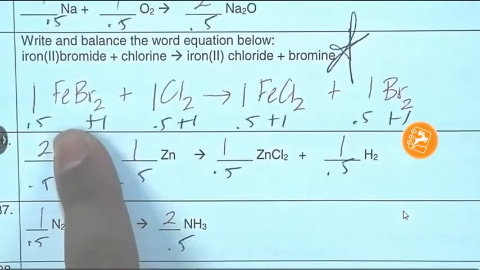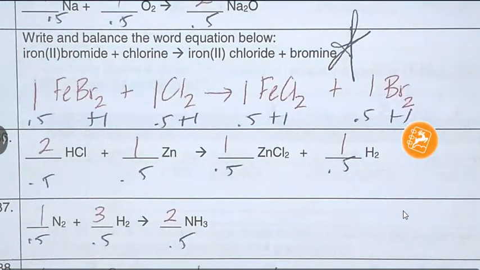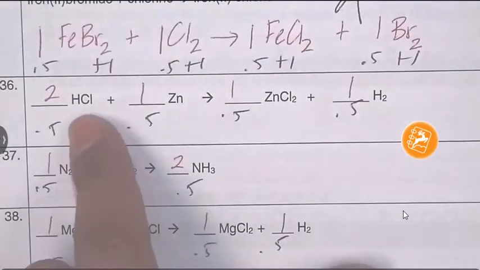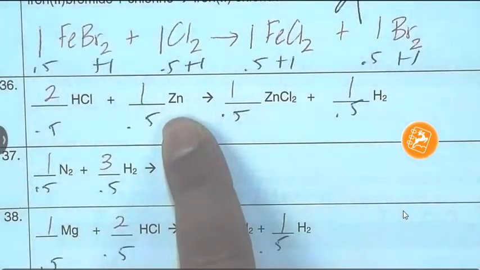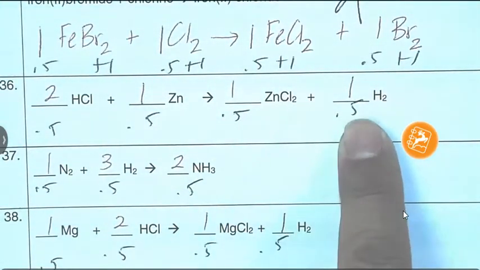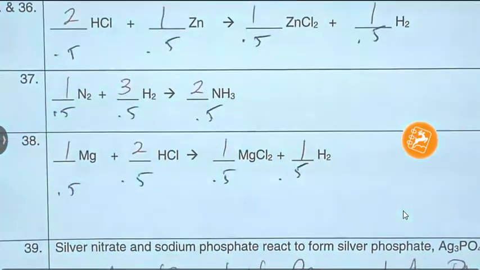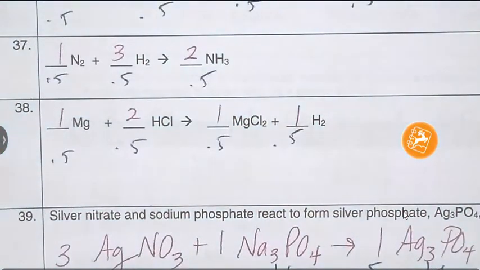Next one is understood, right? So FeBr2 plus 1 Cl2, arrow 1 FeCl2 plus 1 Br2. 35, 2 in front of HCl, 1 Zn, 1 ZnCl2 plus 1 H2. 37 is 1, 3, 2. 38 is 1, 2, arrow 1, 1.